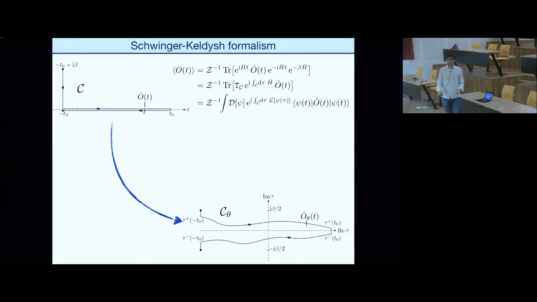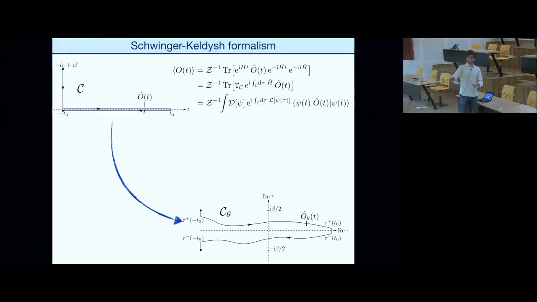Okay, so I'm going to go from theories defined on this kind of contour to the same theories defined on some other contours. I'm not changing the physics, I'm just changing the formalism. It's kind of a gauge symmetry that I'm going to do on the formalism.